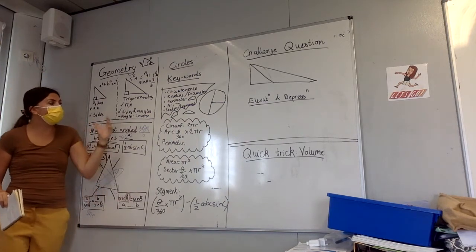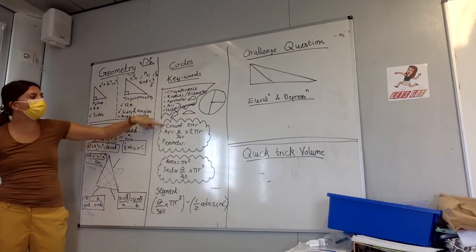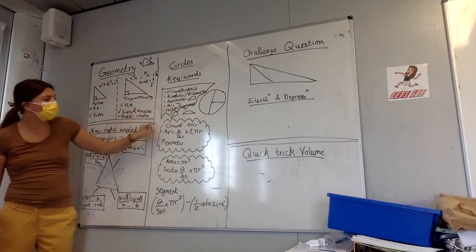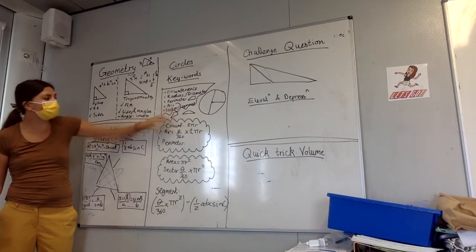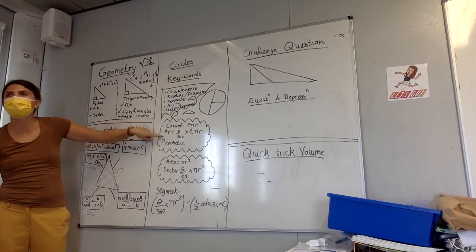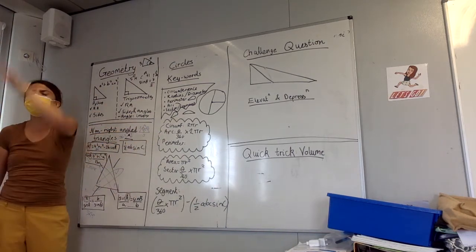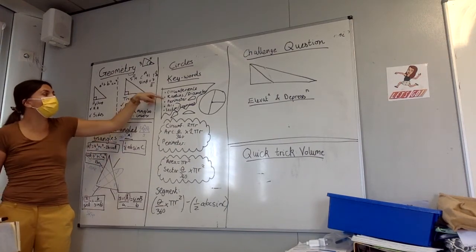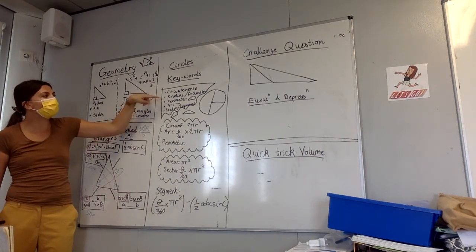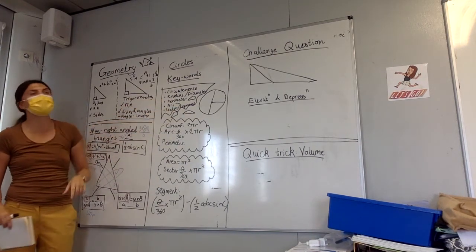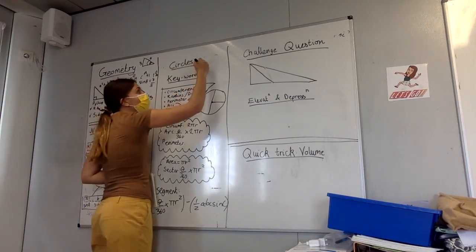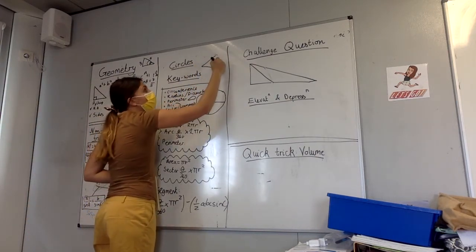So, here are the key formulas. To find the circumference, this formula is given to you. The arc formula is given to you. What's perimeter? Perimeter is the distance around the outside. Circumference is a type of perimeter, but the perimeter is going to be used in this question to find the perimeter of a segment. A segment is a section of a circle.